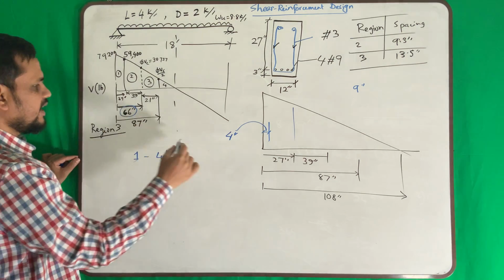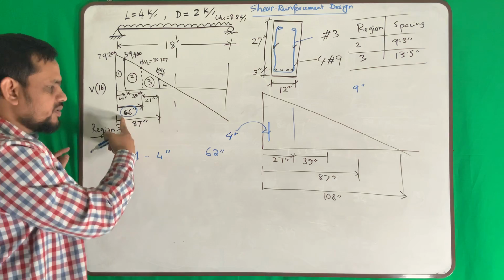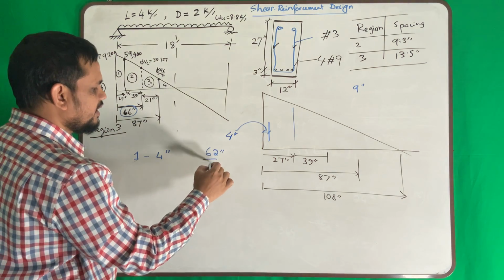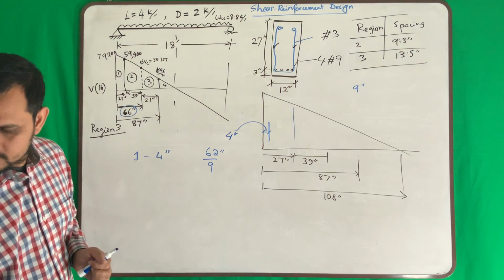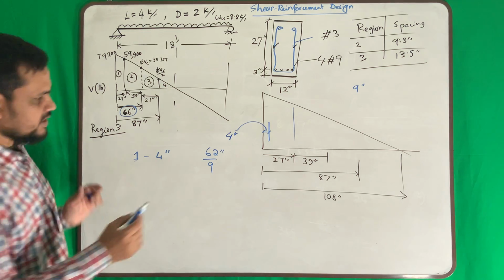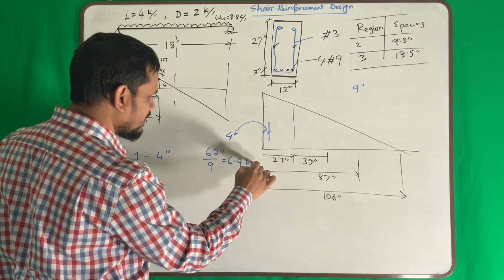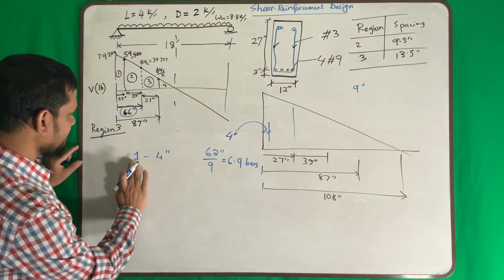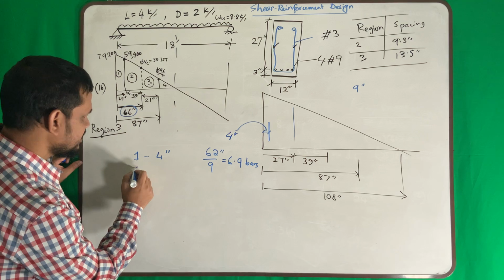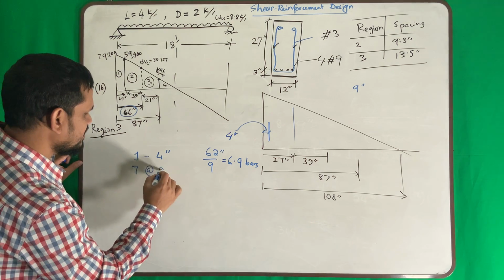Then what is my left? Left is 62 inch. Then if I provide at 9 inch, so 62 divided by 9, that means I need 6.9 bar. So what I will do? I will provide 7 bar at the rate of 9 inch.